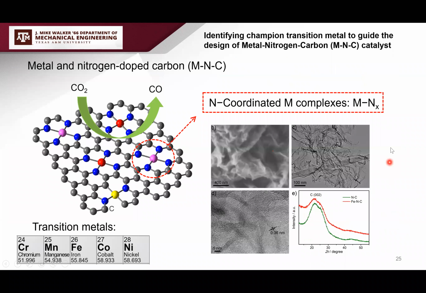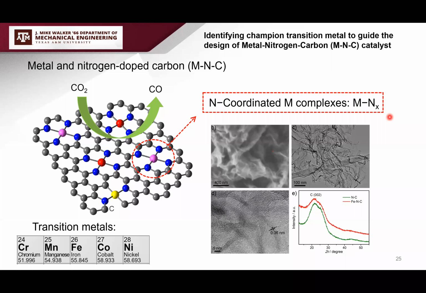Okay, so first we examined or screened these different transition metals to see which one performs better, and then doped them with nitrogen. Typically you form this metal-nitrogen bonding, typically metal-nitrogen 4, okay?